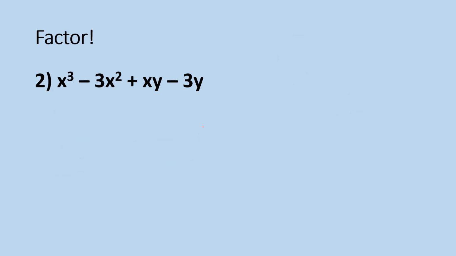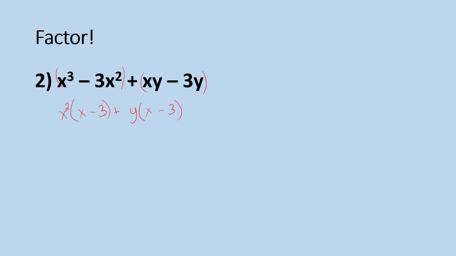Let's try another one. So we're already in standard form. So I want to put parentheses around my first term, parentheses around my second term, and factor. My common factor for the first set of parentheses is x squared. So x squared comes out front. That leaves 1x minus 3. Plus my common factor for my second set of parentheses, it looks like it's a y. So xy divided by y leaves x. 3y divided by y leaves me with 3.